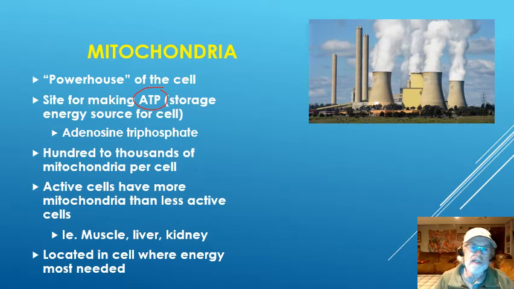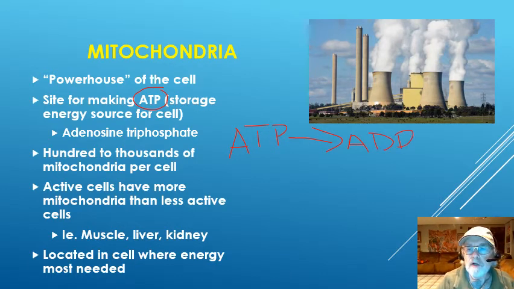And then ATP becomes ADP, or adenosine diphosphate, so tri-3, di-2. And as a result, energy is released. And that's how that works.